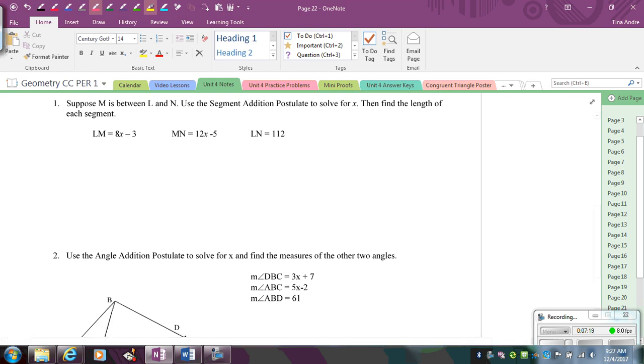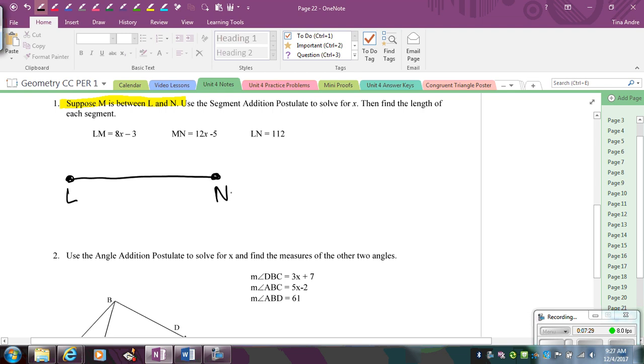So the first thing that's important here is this description. It says, suppose M is between L and N. So it doesn't say that it's in the middle, it just says it's between. So that means I have a segment LN, and M is somewhere between it, not necessarily in the middle. And then I want to use the segment addition postulate to find x and then the length of each segment.